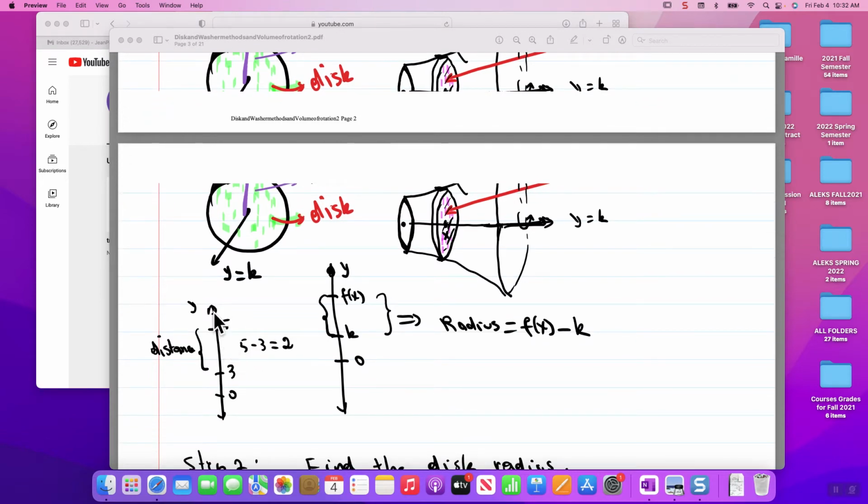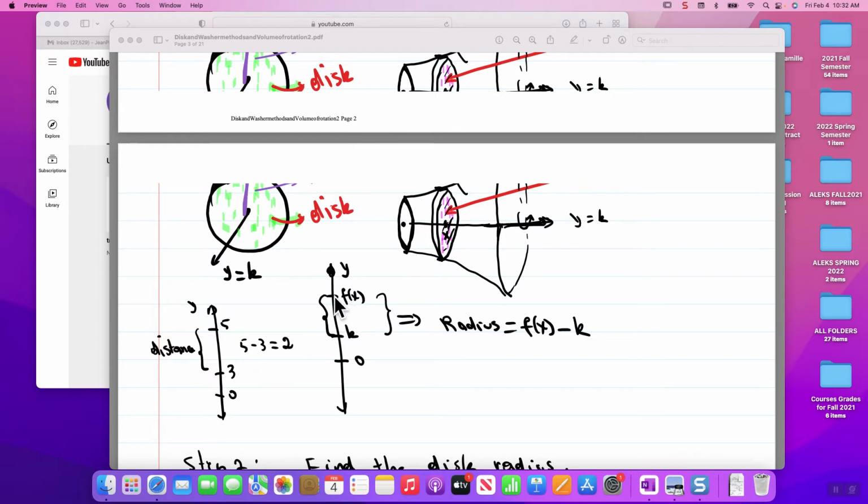If you have the vertical line, like we call it the y-axis, and you have two points, you have 5 and then 3. They ask you to find the distance between the 3 and 5. Usually what we do is we take 5 minus 3, so the bigger number minus the smaller number. So the distance between 3 and 5 or 5 and 3 is 2. So let's use the same thinking in our case.